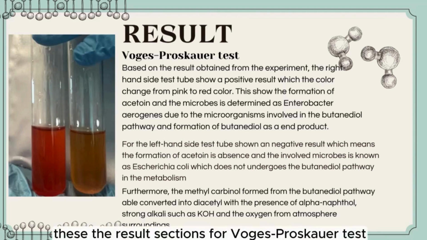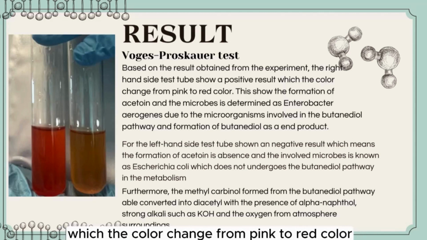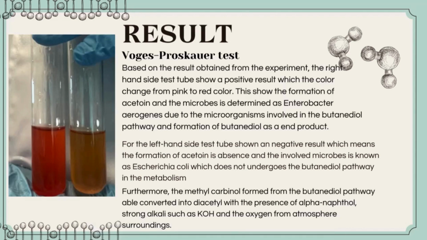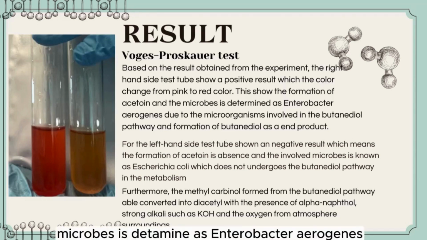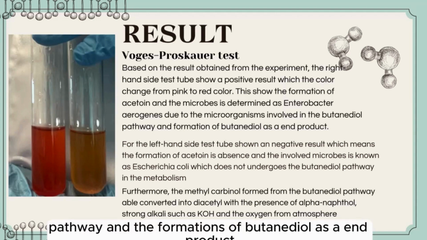These are the result sections for Voges-Proskauer test. Based on the result obtained from the experiment, the right-hand side test tube shows a positive result, where the color changed from pink to red color. This shows the formation of acetoin and the microbe is determined as Enterobacter aerogenes, due to the microorganism being involved in the butanediol pathway and the formation of butanediol.